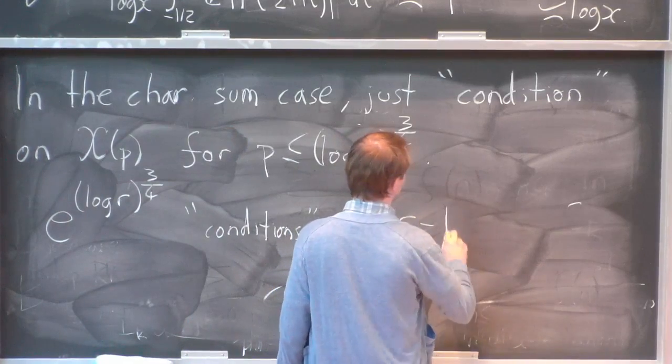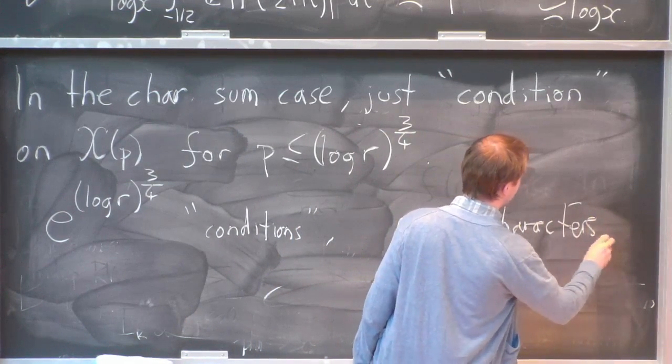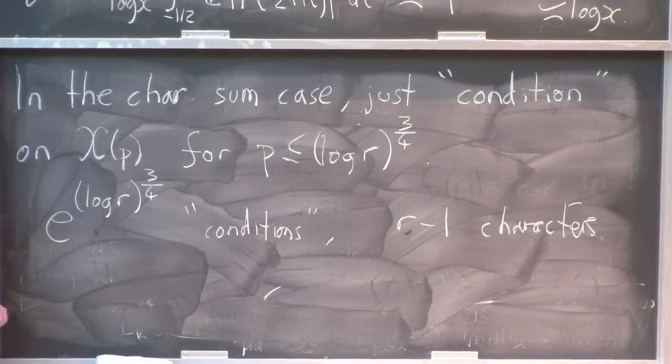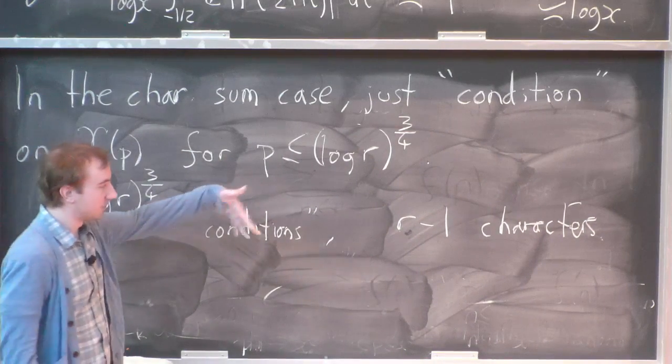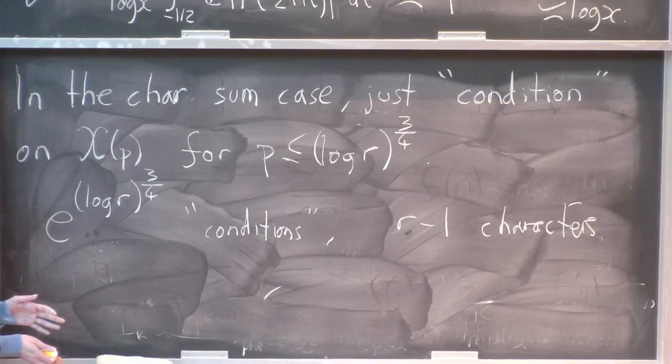I have r minus 1 characters. This is much bigger than that number. So if I have many more characters than I have conditions, I can hope that I'll still have a lot of characters left in each little box after my conditioning. And this will be enough to win something. Okay, so I think that's probably a lot to have said, so I'll stop there.